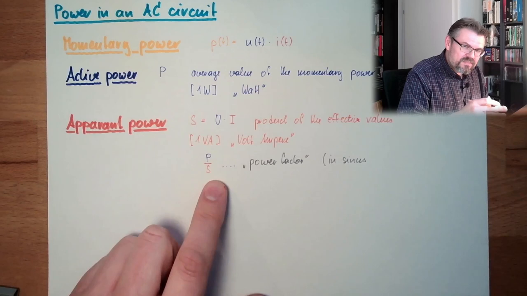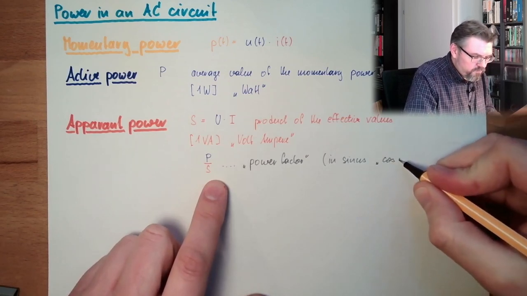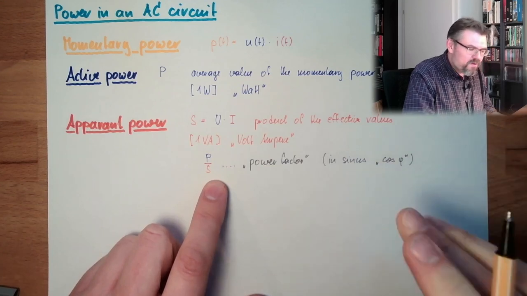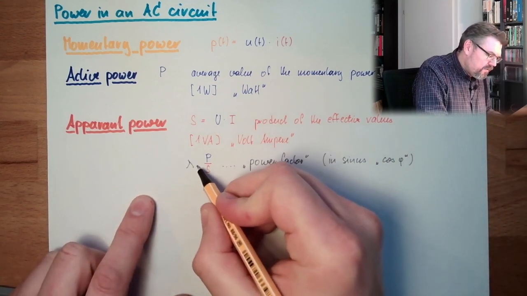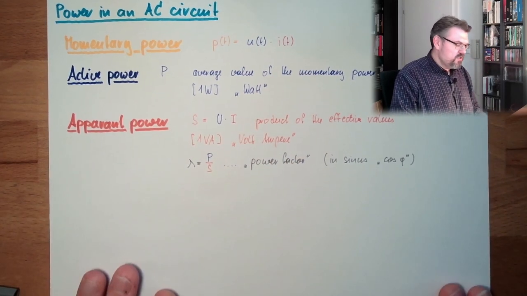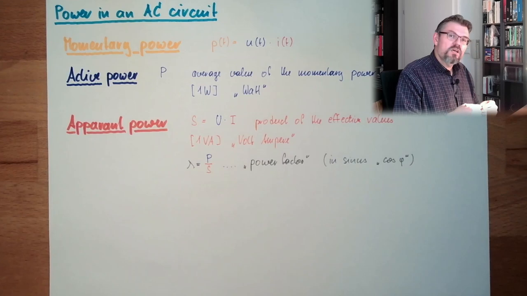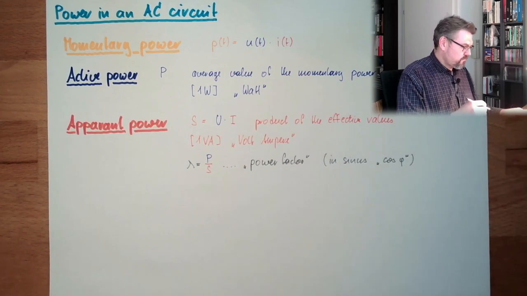If it's a sinusoidal signal, then we also call it cosine phi. Why will be clear shortly. Usually we call it lambda. Lambda is the power factor. So this is just how many percent, or which fraction, can be used as active power.